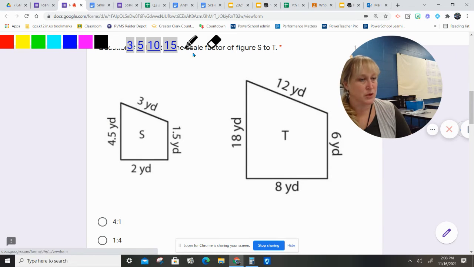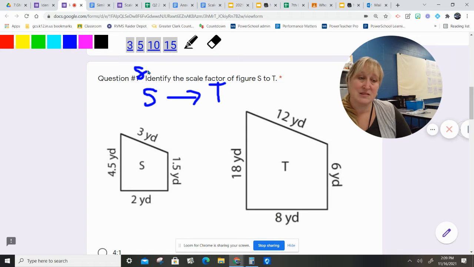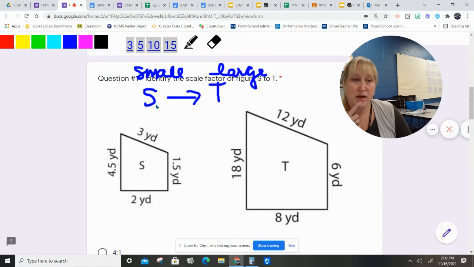It's pretty straightforward, with the exception that you need to make sure that you are paying attention to which one. So this is letter S changing to T. What I'm going to remember is that this is the small and this is the large. My smaller number is usually going to be a 1 when we're talking about scale factor, and we'll have a little colon that goes along with it.